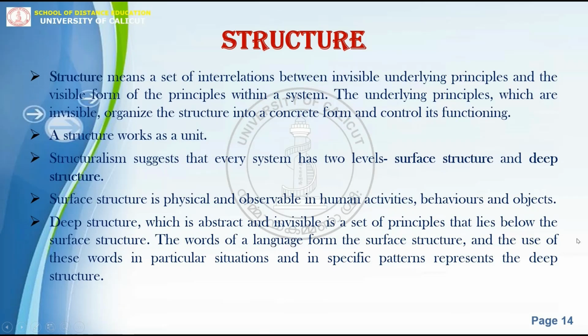The words of a language form the surface structure, and the use of these words in particular situations and in specific patterns represent the deep structure. Now, for example, if you are talking about sea, the surface structure sea means it is a body of water, but if you're using it in literature, for example, you might have learned Riders to the Sea, a play written by Synge. Now, here, when you're analyzing the meaning of sea, you understand that it is the giver and taker of life. That is, sea provides food for the people in the island, and also sea is the destroyer there.